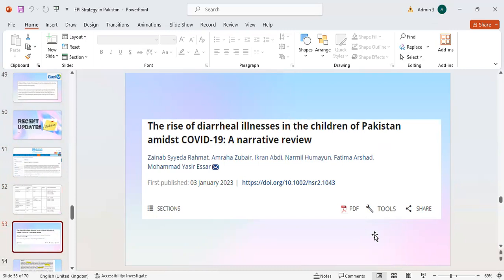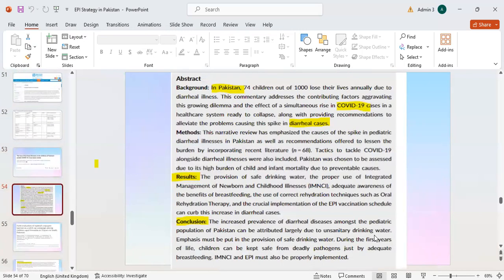The article is "The rise of diarrheal illness in the children of Pakistan amidst COVID-19: a narrative review." In Pakistan, 74 children out of 1,000 lose their lives annually due to diarrheal illness. This commentary addresses the contributing factors aggravating this growing dilemma and the effect of the simultaneous rise in COVID-19 cases in a healthcare system ready to collapse, along with providing recommendations to alleviate the problem causing this spike in diarrheal cases.